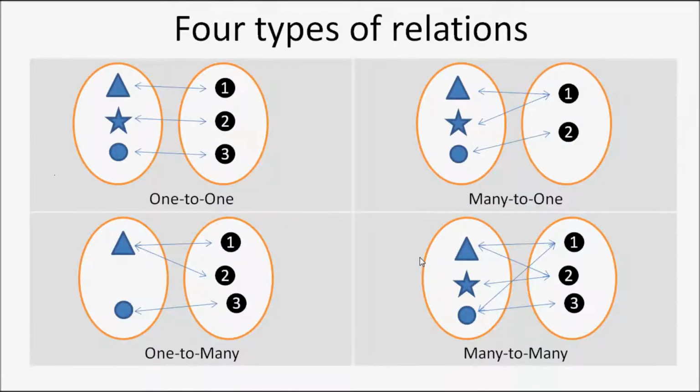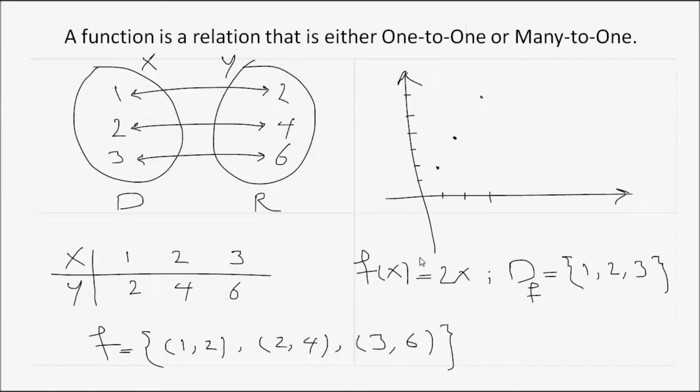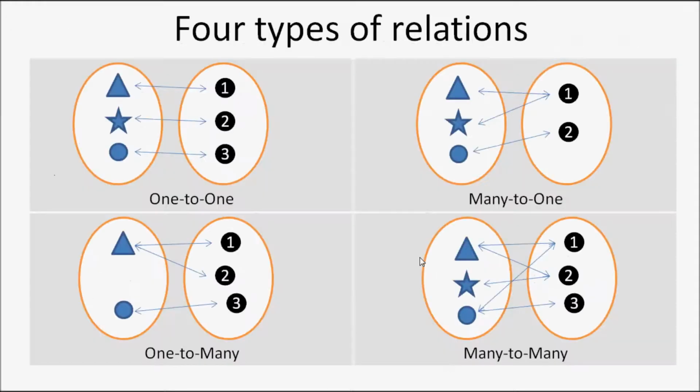Now, what's a function? A function is a relation that is either one-to-one or many-to-one. So of these four types of relations, this one is a function, this one is also a function, and these two are not functions. A one-to-one relation is a function, a many-to-one relation is also a function, but a one-to-many relation is not a function, and a many-to-many relation is not a function.